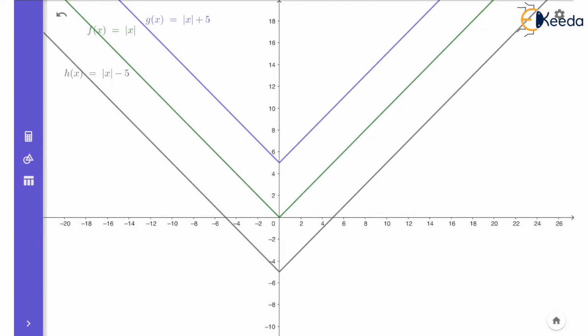Trying to understand what happens when we add a constant here. So for the general expression that was y equal to mod x, when we add plus 5, this graph is shifted by 5 units above, whereas if it is minus 5, the graph is shifted downwards. So again, we can see that the nature of the graph will remain the same. Only change we can see is that the graph has transformed by 5 units up or 5 units down.